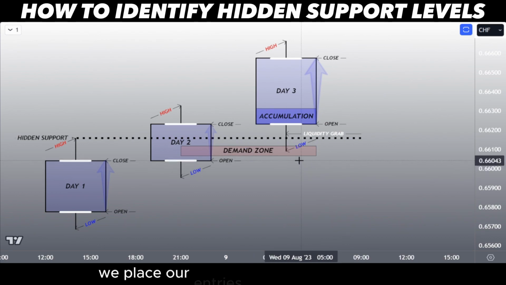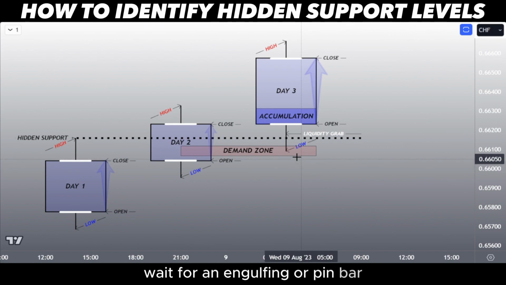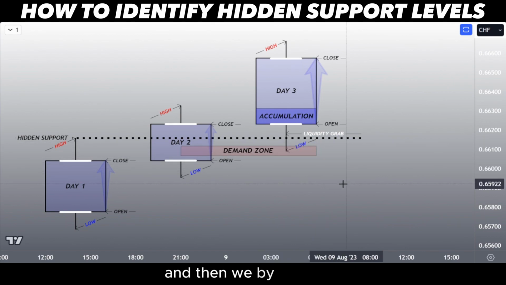We place our entries from the demand zone from around this section, wait for an engulfing or a pin bar, and then we buy the price.